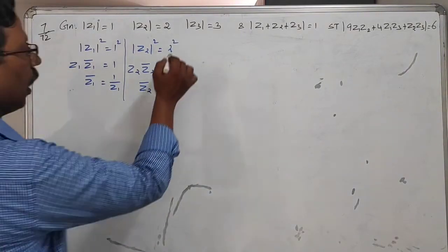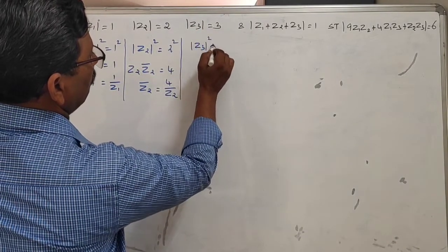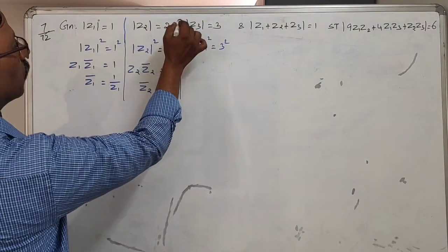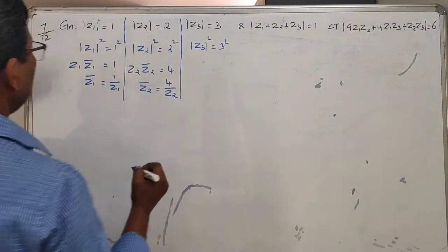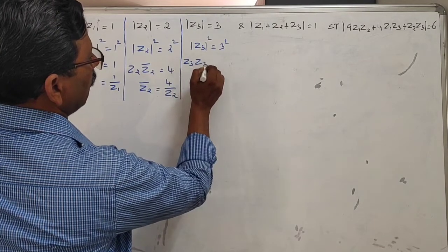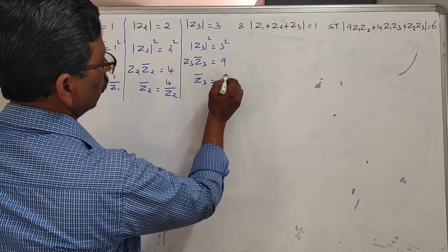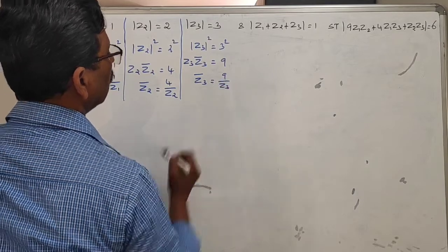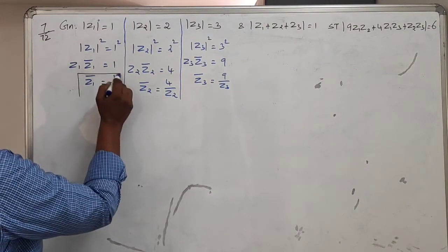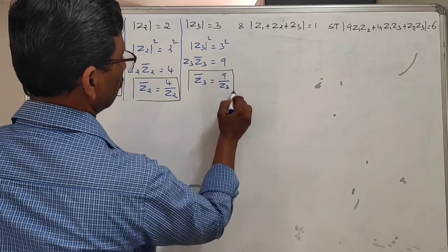Likewise, the third step here, modulus Z3 square is equal to 3 square, squaring on both sides. Then this also can be written as Z3 into Z3 bar, which is equal to 9. From this, Z3 bar is equal to 9 by Z3. Now these results we need later to prove the given result. Therefore these things you must keep in mind always.